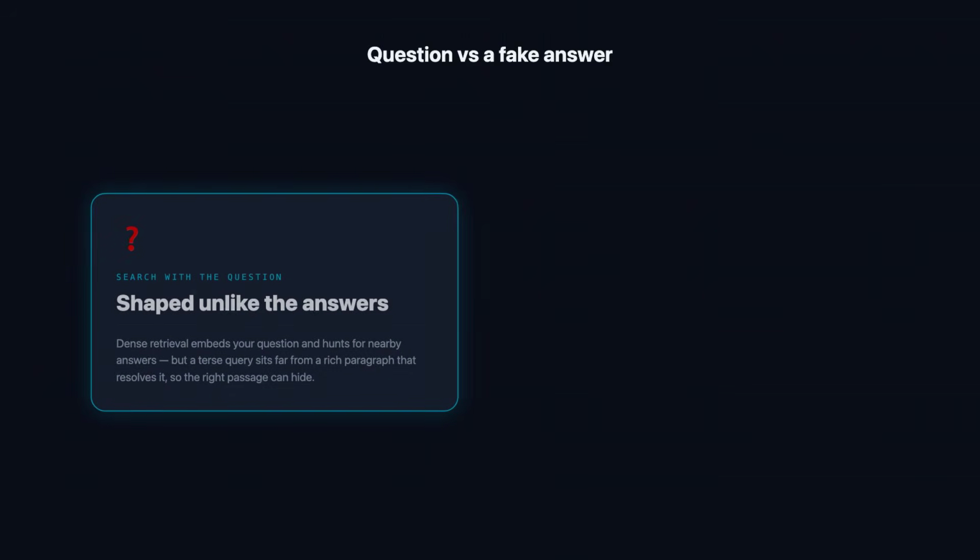So why would a made-up answer ever beat the real question? Look at the mismatch side by side. In ordinary dense retrieval, you embed the user's question and hunt for nearby document vectors. But questions and answers are shaped differently. A terse query like effects of caffeine on sleep sits far from a full paragraph that actually explains those effects, so the right passage can hide just out of reach.